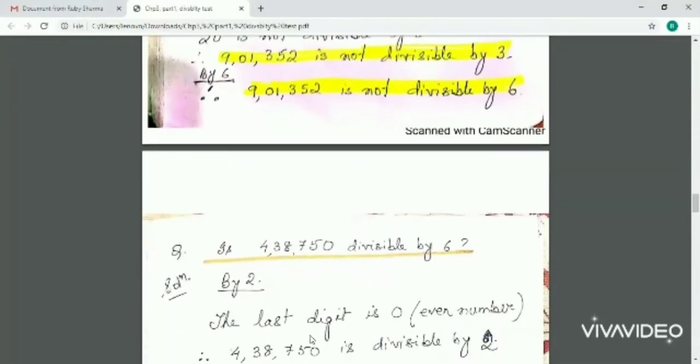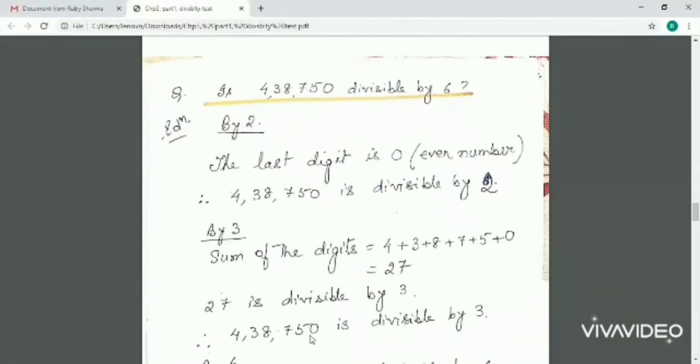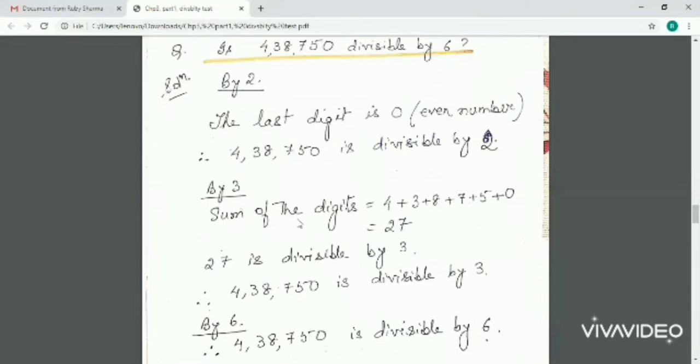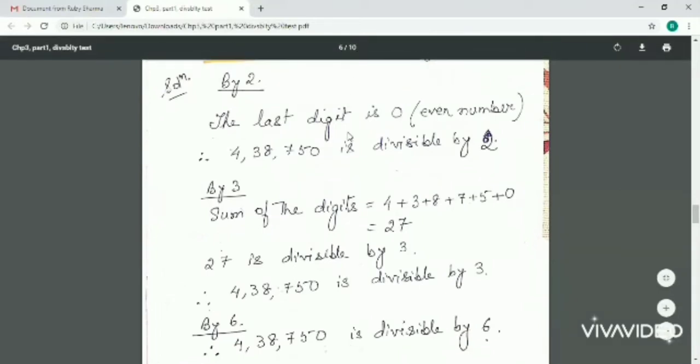Now for the next one, is this divisible by 6? Let's check. First I wrote by 2. For 2, I have checked the last digit. It is 0, so it is divisible by 2. Now for 3, I've checked the sum of the digits. It's 27, which is also divisible by 3. So the number is divisible by 3. Here there are just 3 statements. So finally by 6, we write again that the whole number 4,38,750 is divisible by 6.